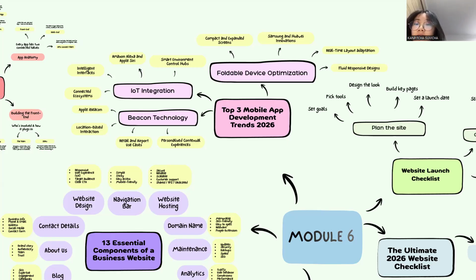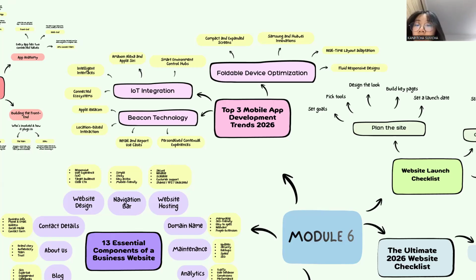Fluid responsive design means the app layout can smoothly stretch or shrink to fit any screen size without cutting off the text or the pictures. Next is real-time layout adaptation. Real-time layout adaptation means the app changes its shape instantly, the exact second you open or close your folding phone, without crashing.